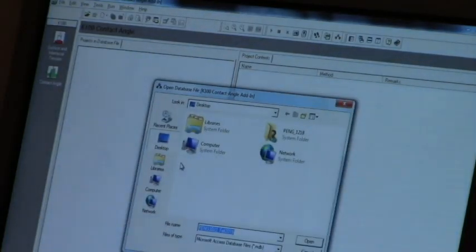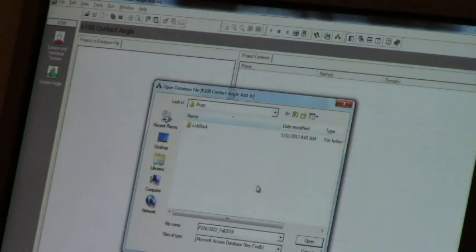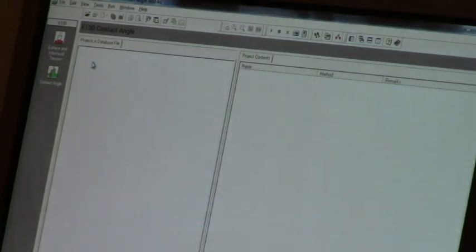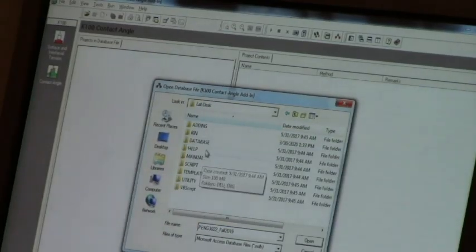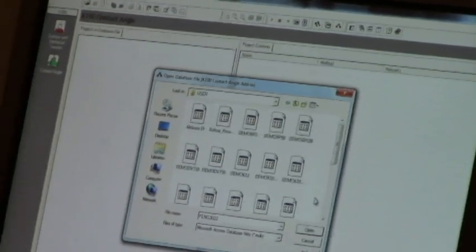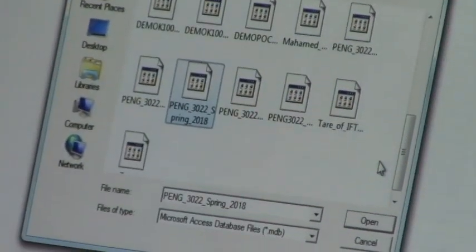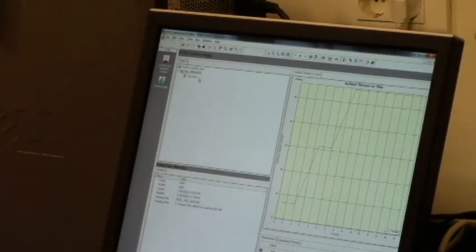We'll open our database. Here we have page 20. This is our first one.